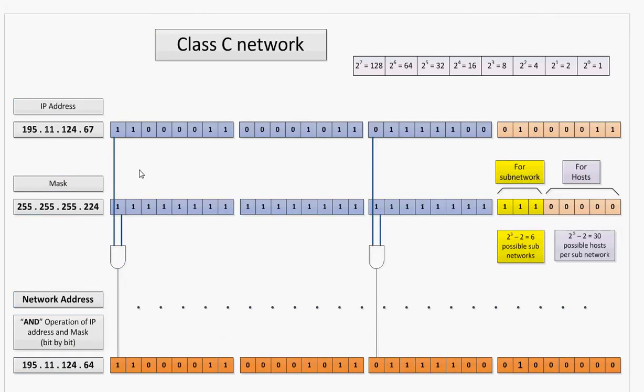Now let's take a look at the class C example. In this case, let's say I am given the IP address 195.11.124.67 and my mask is 255.255.255.224. From the last byte, 224, I can see that 3 bits are used for the subnetting here, and the remaining 5 bits are used for the host. When I do the AND operation again, my network address comes out to be 195.11.124.64. It's equal to 30 possible hosts per subnet.